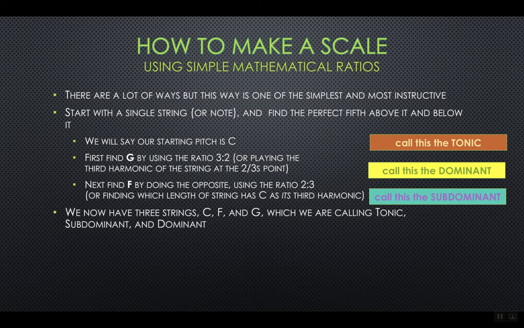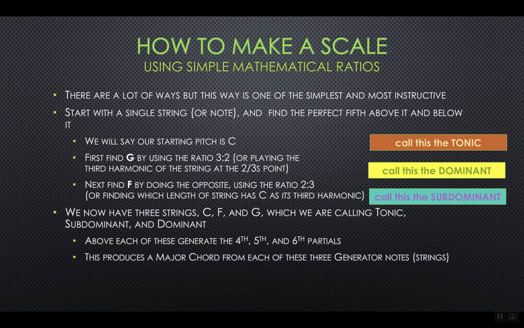So, in any event, we now have three strings. A C, if we went down a fifth, we would get an F. We could go up a fourth, but I'm thinking down a fifth to get an F, and we go up a fifth from C to get a G. And we're calling these tonic and subdominant and dominant. Now, I'll show you this in the next screen, but pretend we have an instrument now that has three strings on it, a C, an F, and a G. And above each of these, we're going to generate a harmonic series. We're going to take the fourth, the fifth, and the sixth partials. So I'll show you that on the next screen.